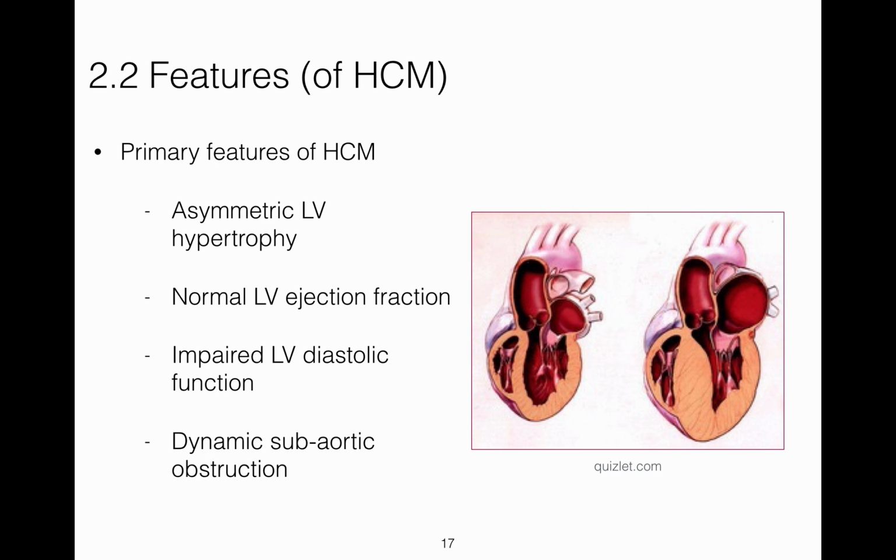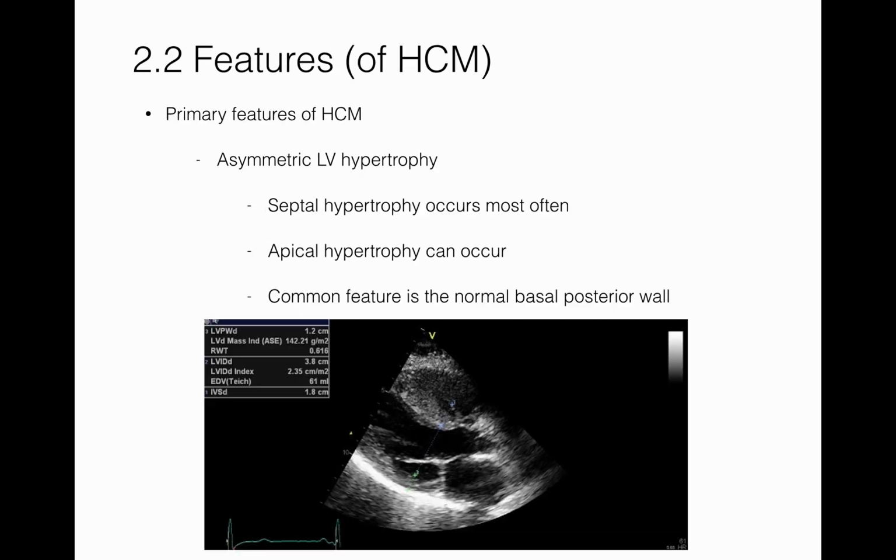The illustration on the right of the slide highlights one of the primary features of hypertrophic cardiomyopathy. It shows two hearts, one of normal size, the other with significant asymmetric hypertrophy, where the septum is affected most significantly. In hypertrophic cardiomyopathy, hypertrophy of the septum is often most significant, though significant apical hypertrophy can also occur. A common feature is that with significant septal or significant apical hypertrophy, often there is basal posterior LV wall normal thickness, that is, the basal posterior wall is spared.